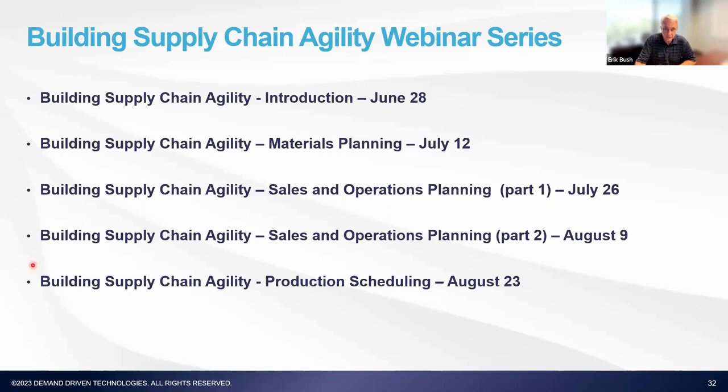We are going to run part 2 of sales and operations planning on August 9th. That's a change to our schedule. We were going to use that slot for the production scheduling webinar, but instead we're going to do a second session on S&OP, and I think for good reason. There's a lot of interest out here, and there's some really important concepts that we're trying to get across. So please mark your calendars for that event. It'll be at the same time of day as this one, 11 a.m. Eastern time. And then we'll finish this series on August 23rd with a dip into the production scheduling and operations environment, talking about tactics and techniques that we can deploy to create more agility in the production scheduling environment.